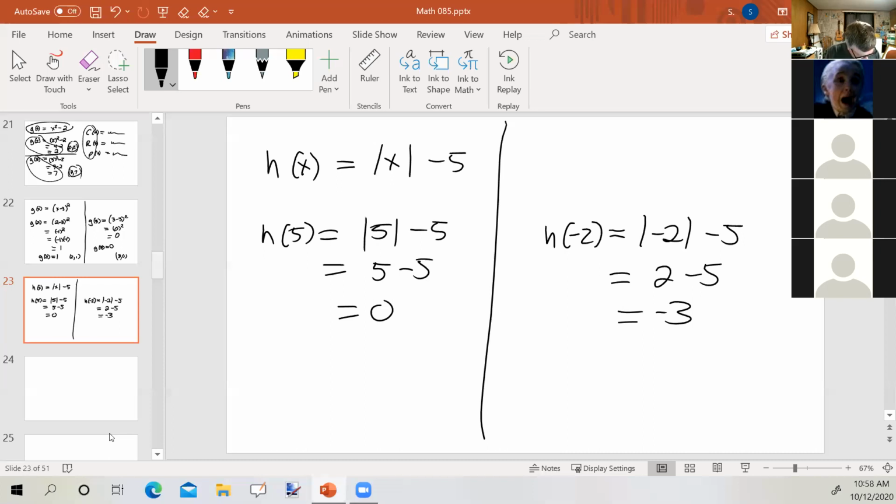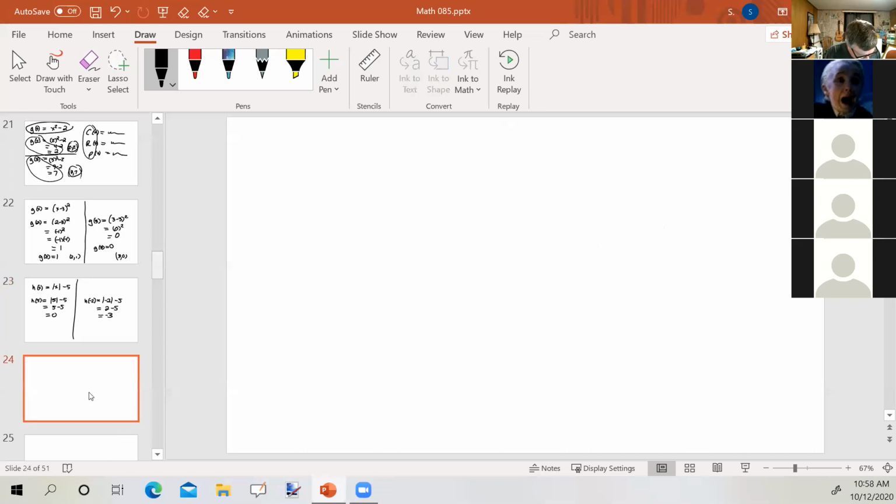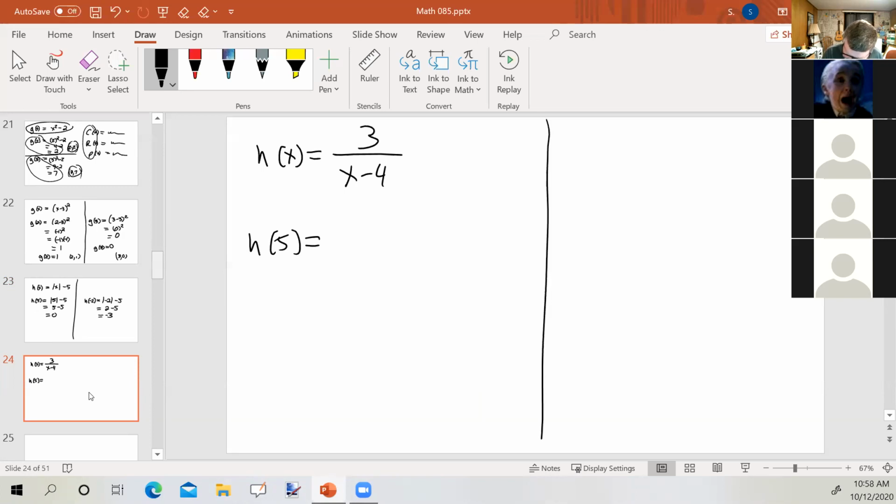All right. Let's take the function h of x equals 3 over x minus 4. Let's find h of 5 and h of -2. So once again, we're going to put the 5 in the place of x. So we'll get 3 over 5 minus 4, which is 3 over 1, which is 3. So h of 5 equals 3.